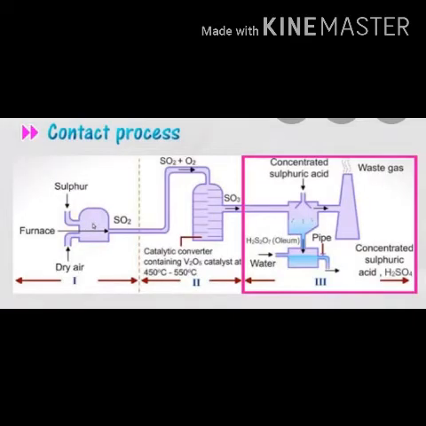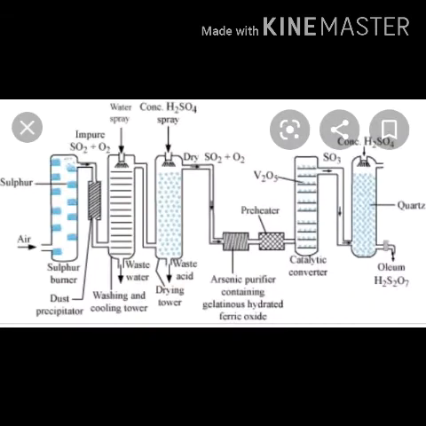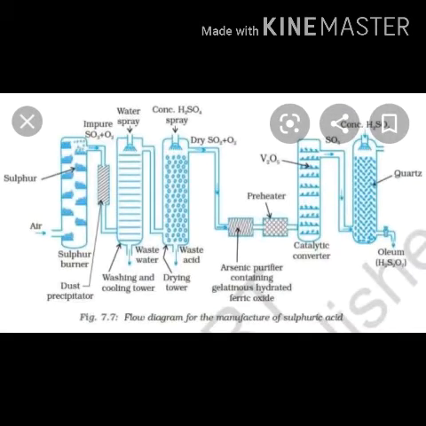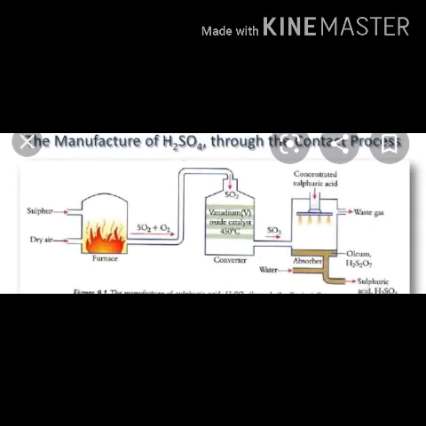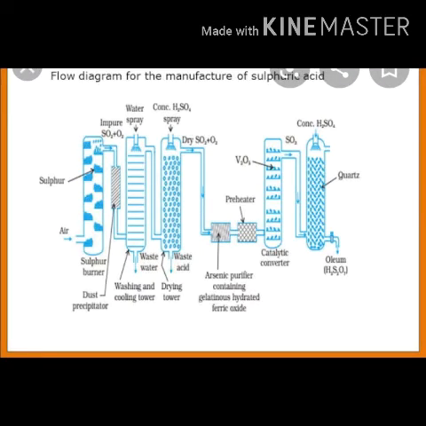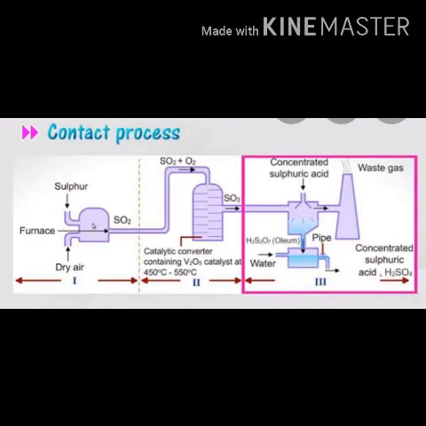Now move on to the next one. During catalytic oxidation of SO2 to SO3 in contact process, V2O5 catalyst is preferred over platinized asbestos catalyst. Why? During catalytic oxidation of SO2 to SO3 in contact process, V2O5 is preferred over platinized asbestos as a catalyst, since V2O5 is cheaper than platinized asbestos and less susceptible towards impurities.